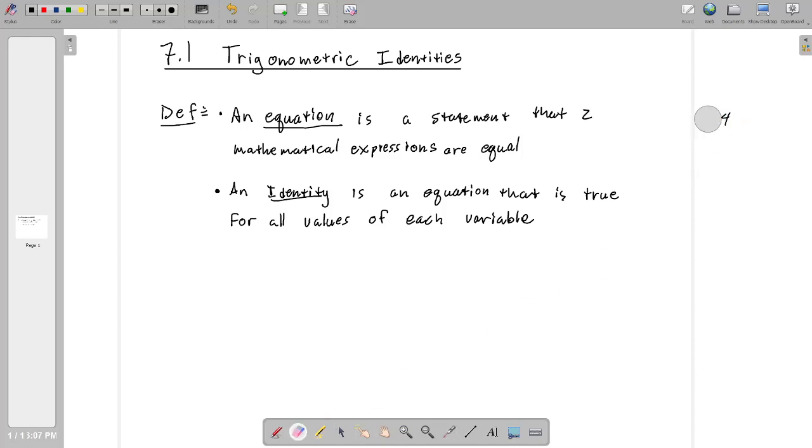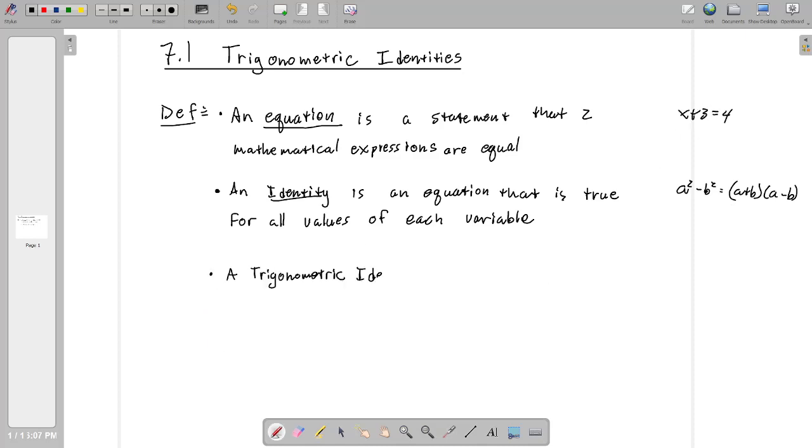Now, an identity is something different. So an identity might look something like this. A squared minus b squared is equal to a plus b times a minus b. And no matter what I plug in for a and b, this will always be true. This is the difference of squares factoring formula. This is an identity.